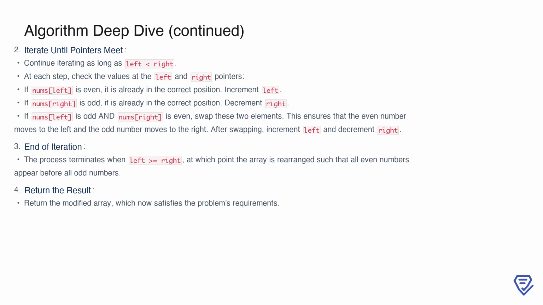However, if the value at left is odd and the value at right is even, these two elements are swapped. This swap ensures that the even number moves to the left side and the odd number moves to the right side. After the swap, we increment left and decrement right to continue the process. The iteration stops when left is no longer less than right, signaling that all the even numbers have been moved to the left and the odd numbers to the right. At this point, we return the modified array, which now satisfies the problem's requirements.